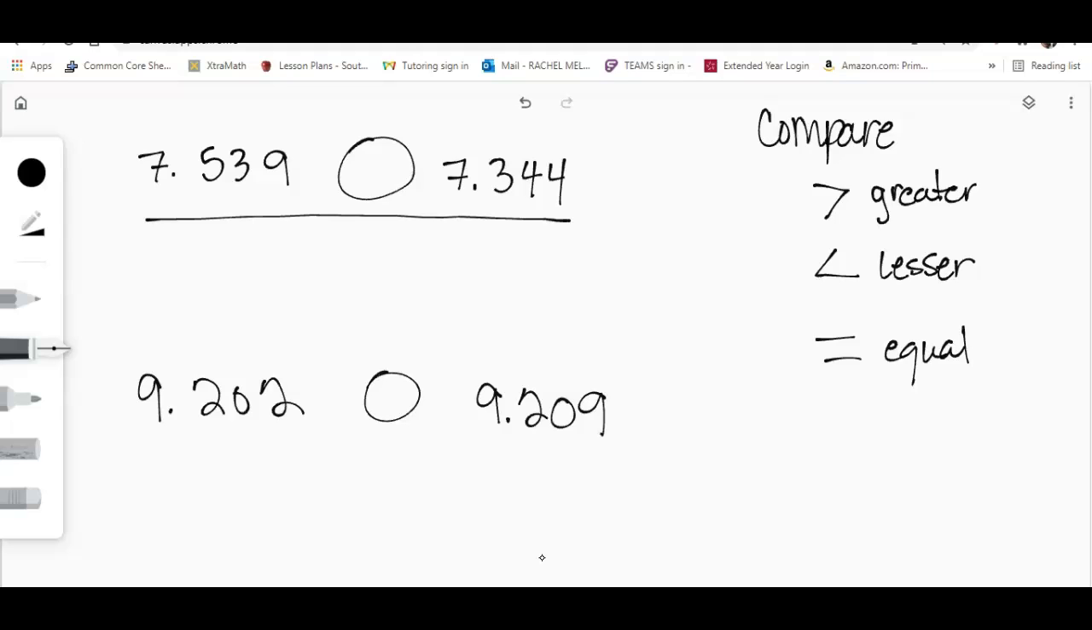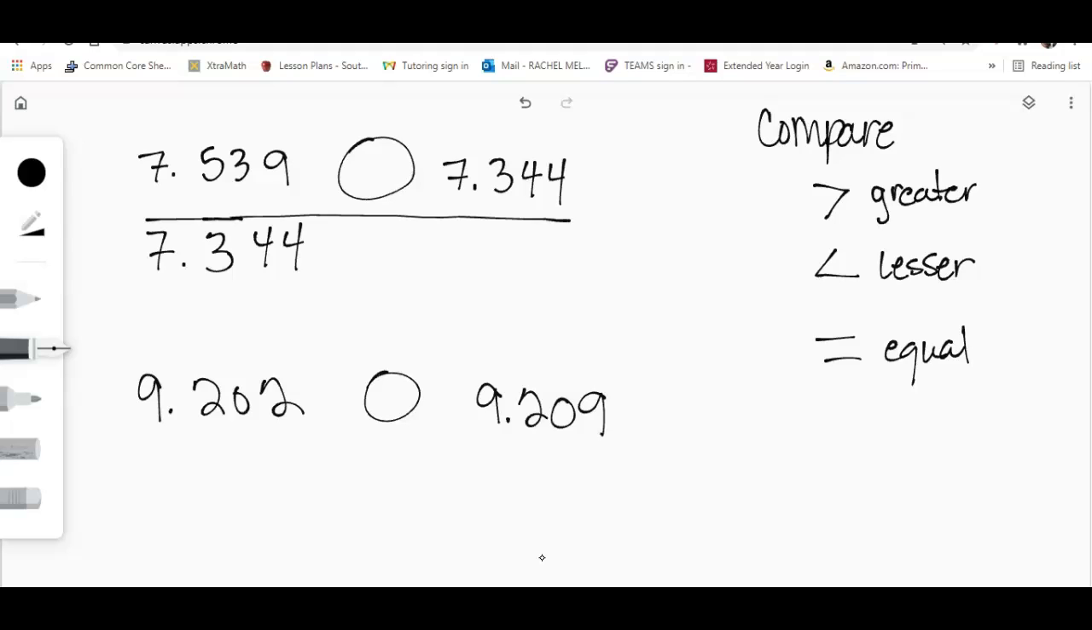So what I want you to do is take the second number, 7 and 344 thousandths, and put it underneath the first number. Whoops, I messed up. Ignore Lincoln in the background. The mailman is here. Okay, so what I want you to always do is line them up. Notice how my decimals are right on top of each other. That way I know that I have my ones together, my tenths, my hundredths, and my thousandths.